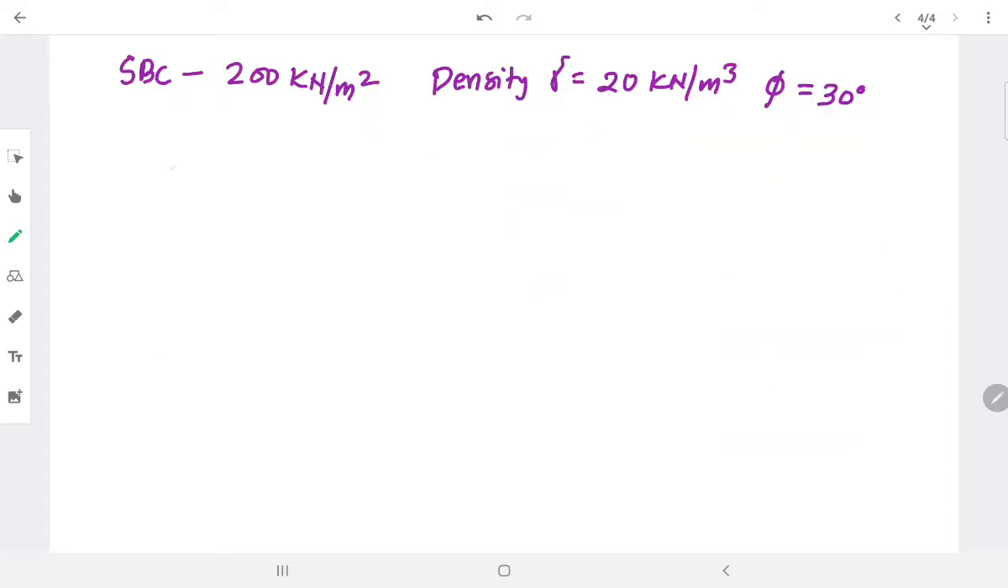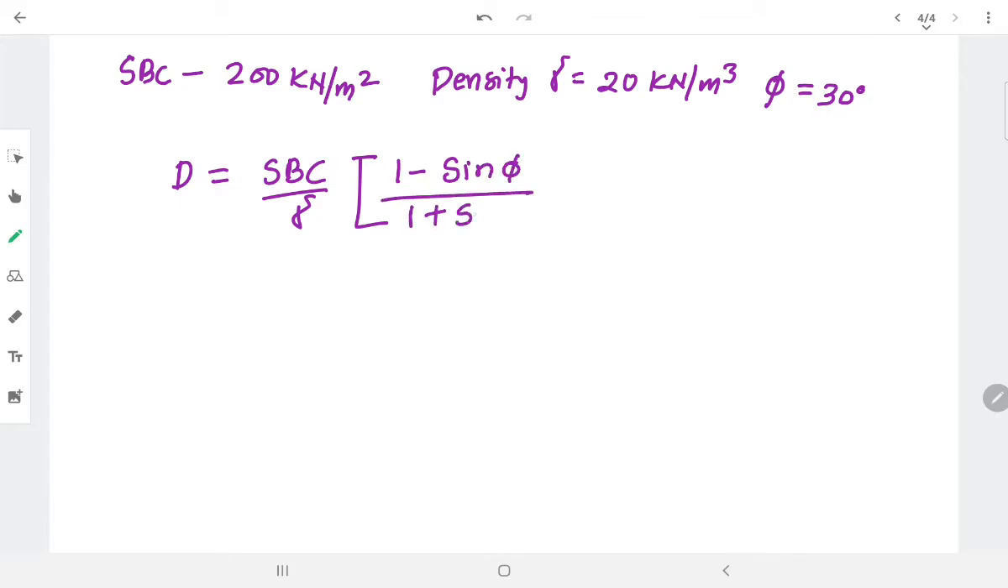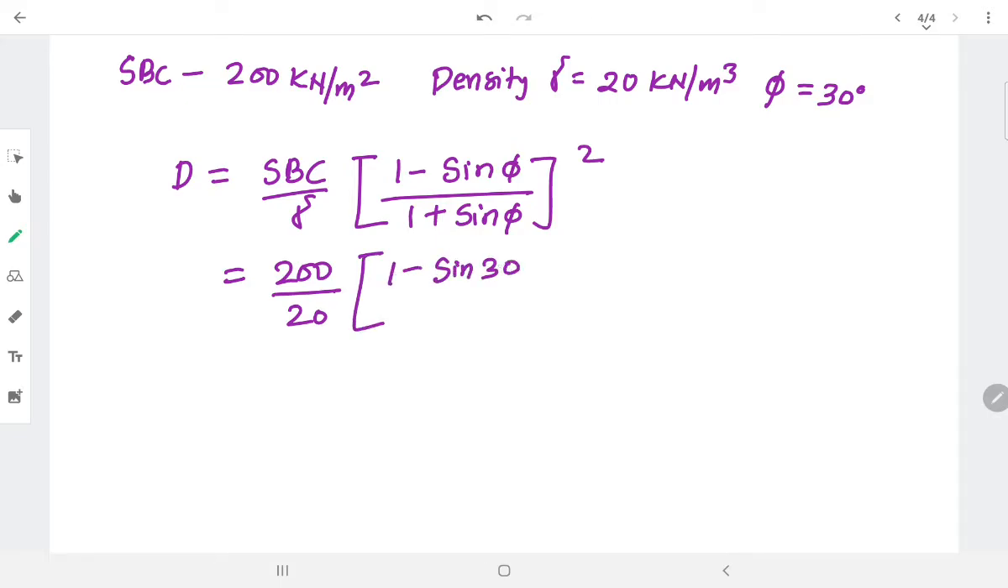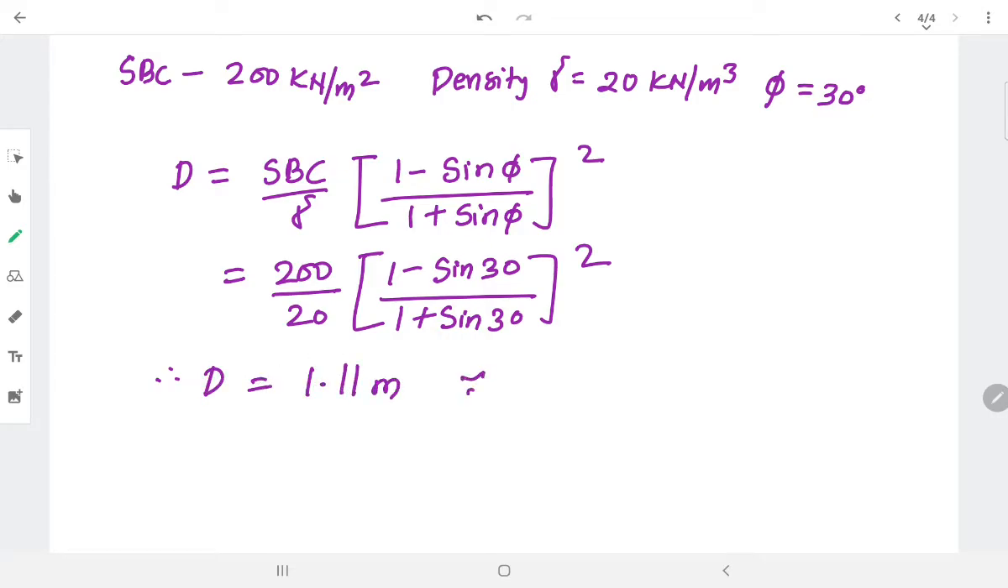If we have these, the depth of foundation will be calculated by the equation D is equal to SBC by gamma times (1 minus sin phi divided by 1 plus sin phi) squared. I'll substitute the values: 200 by 20 times (1 minus sin 30 divided by 1 plus sin 30) squared. When you solve this, the depth of foundation will be equal to 1.11 meter. It may be 1.2 meter that I can take.